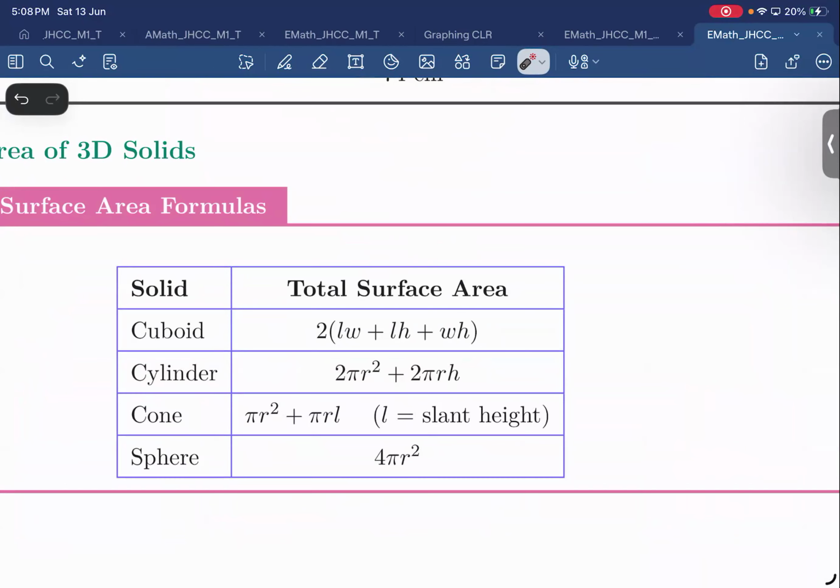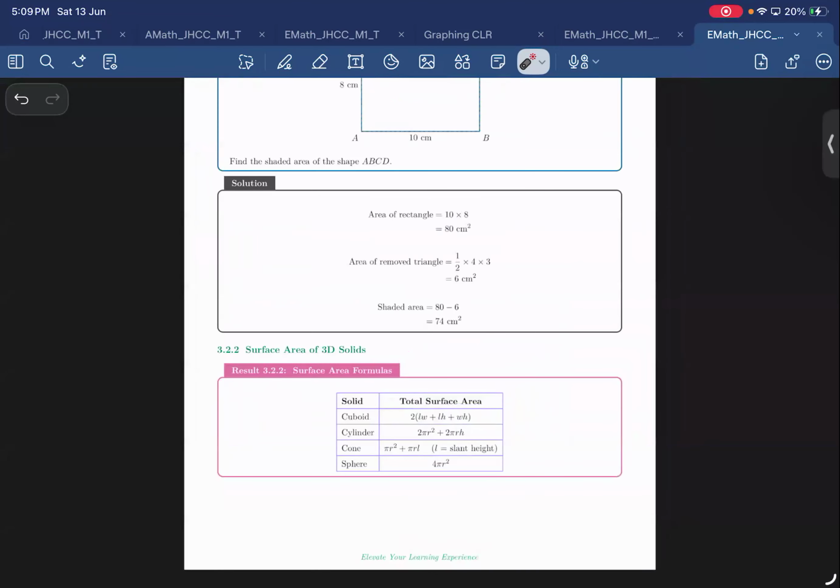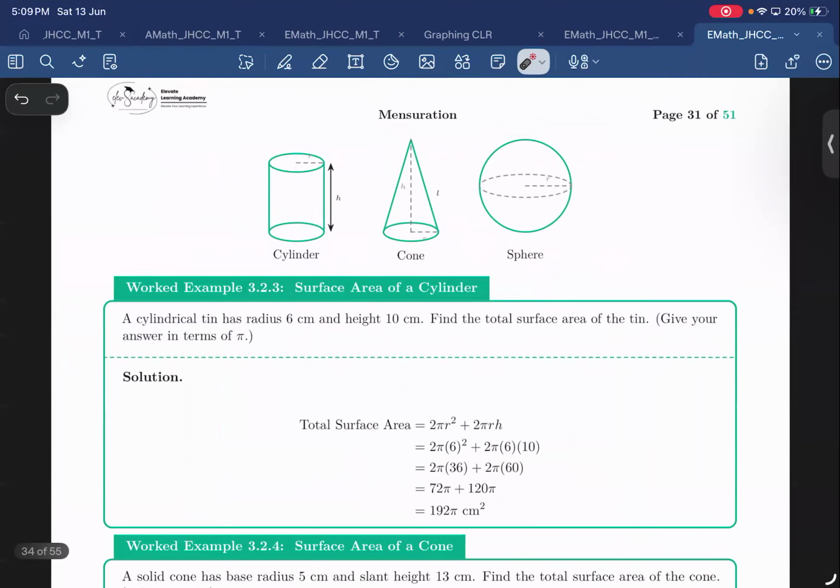For a cone, pi r squared will be the base, then pi rl will be the so-called slanted surface, the curved surface area. And for a sphere, it will be 4 pi r squared, the whole thing. So you have a hemisphere, which is half of it, and you halve this one. I think it should be quite intuitive. Diagrams are as follows.